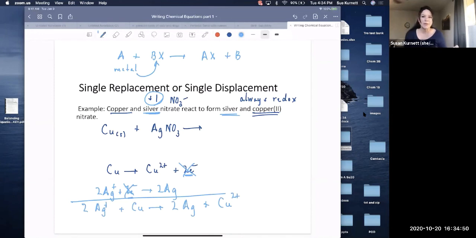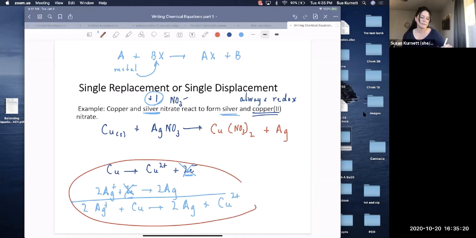So that's what would be happening in the water. And we're trying to keep track of that here. At this point in your learning, you might just think, well, copper is going to take that spot. Copper 2 is going to need 2 nitrates. And then silver is going to become the element. In reality, to balance redox reactions, we have to do this process. We'll focus more on that next week.